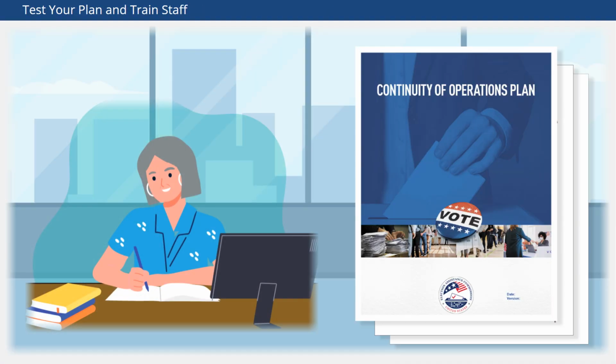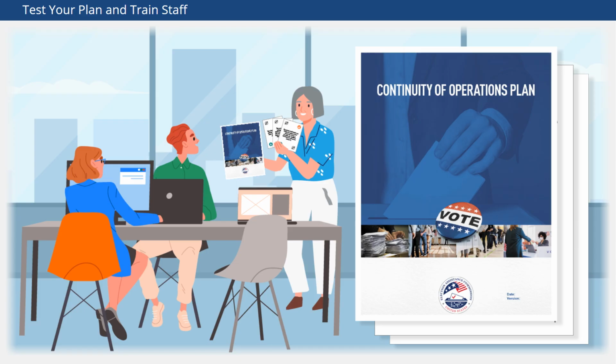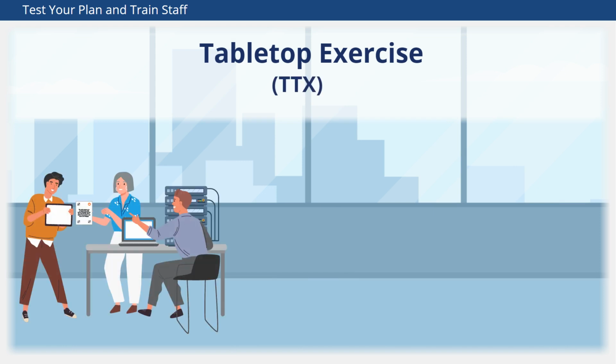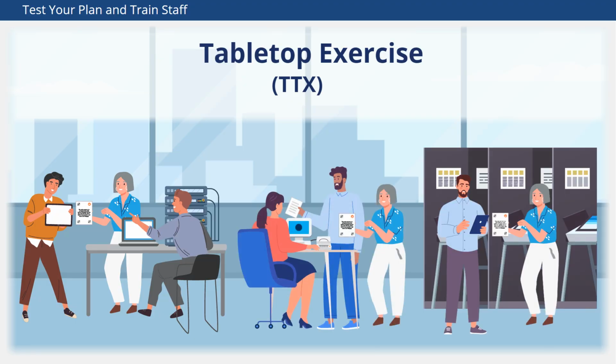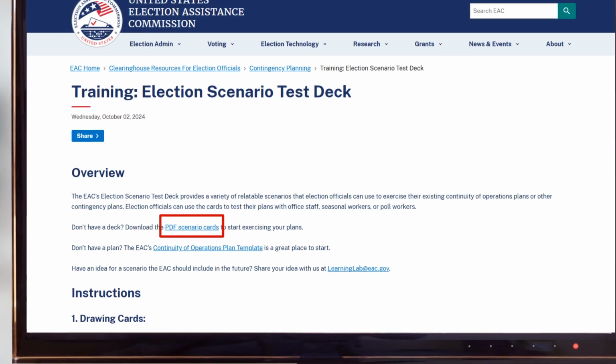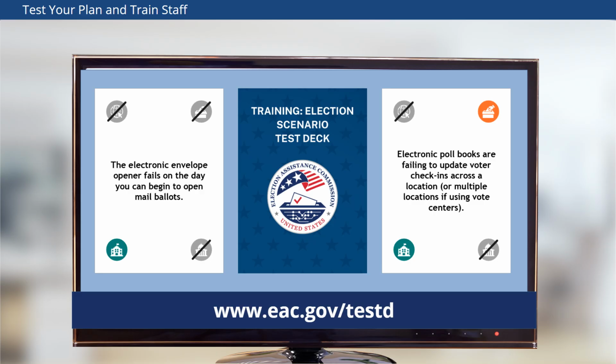After the COOP has been written, it is important to test and exercise your plan. Testing is also the most effective way to train staff on how to respond if an incident occurs, and helps create a culture of preparedness in your office. A tabletop exercise, or TTX, is one way of testing your COOP. During a TTX, your team can work through real-world scenarios to see if your plans are ready to be put into action. For sample TTX scenarios, you can use the EAC's election scenario test deck. Find the cards and instructions for conducting a mini TTX using the link provided with this video.